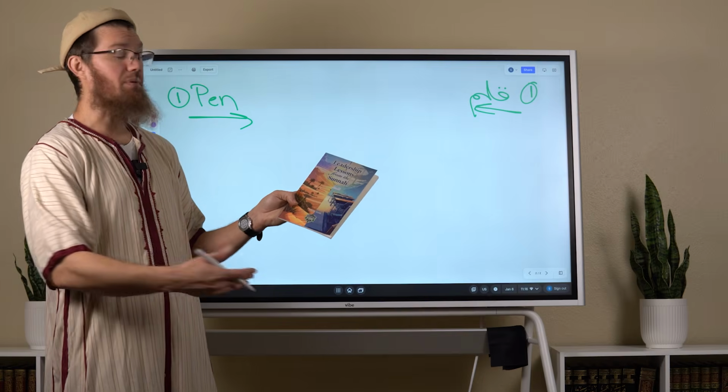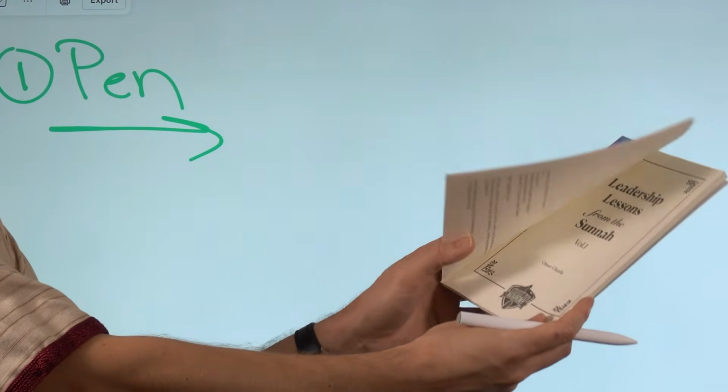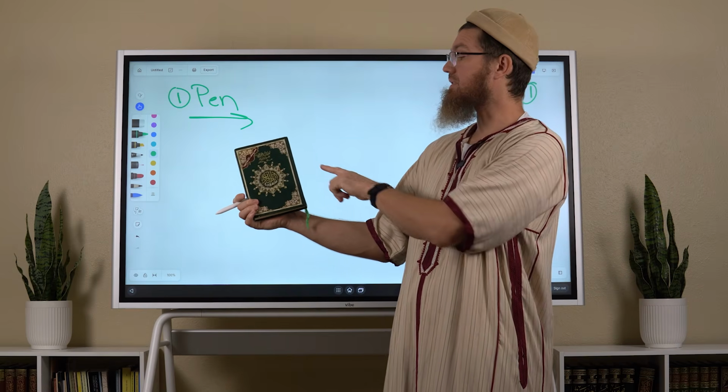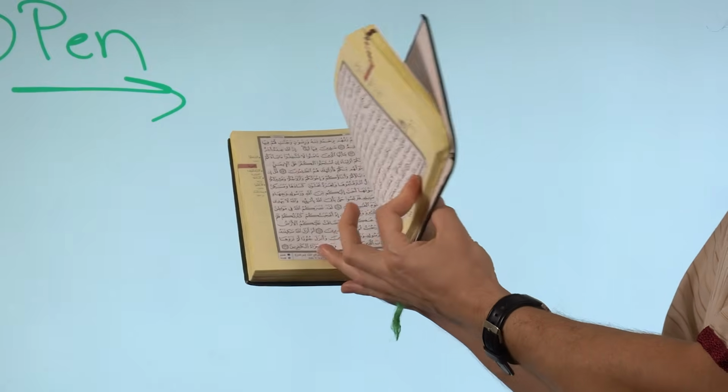And that's why, for example, if you look at a book in English, the spine is on the left and you turn the pages to the left to go through the book. Whereas Arabic is the opposite. You have the spine on the right side and you turn the pages to the right to proceed through the book.